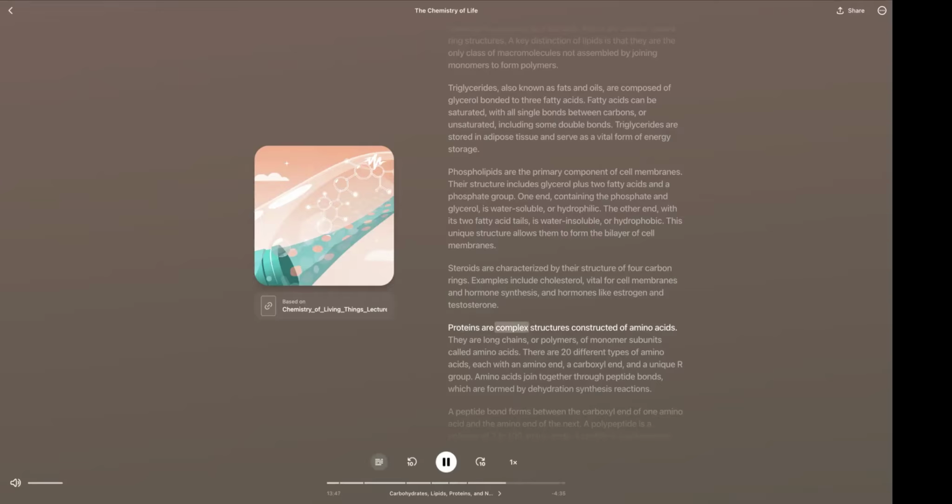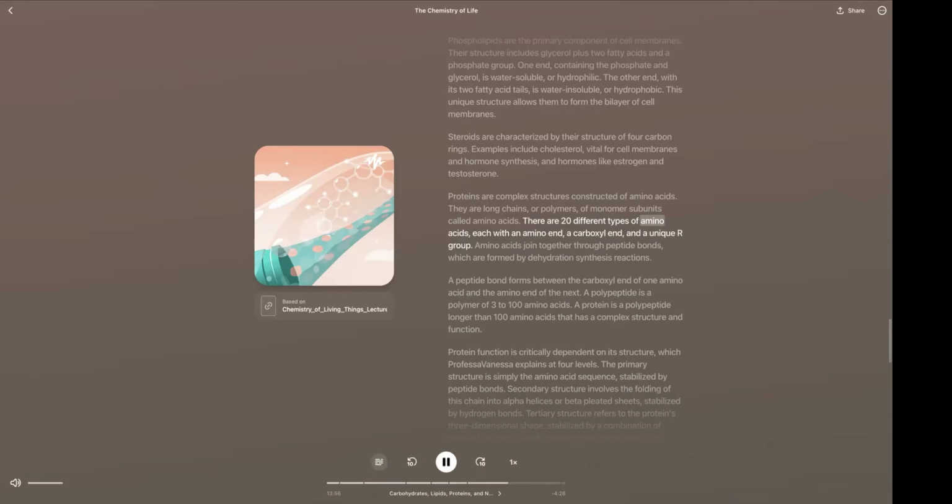Proteins are complex structures constructed of amino acids. They are long chains or polymers of monomer subunits called amino acids. There are 20 different types of amino acids, each with an amino end, a carboxyl end, and a unique R group. Amino acids join together through peptide bonds, which are formed by dehydration synthesis reactions. A peptide bond forms between the carboxyl end of one amino acid and the amino end of the next.